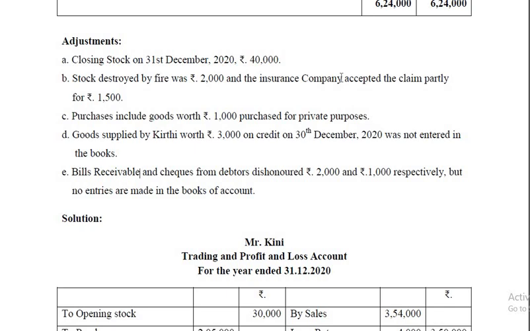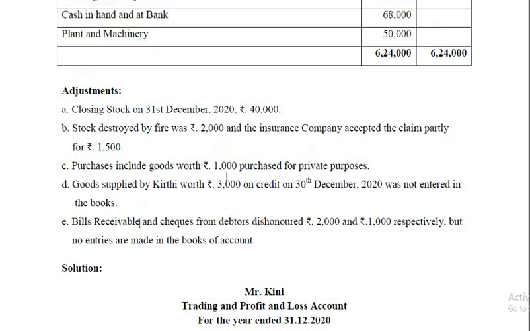But if it is dishonored, a reverse entry needs to be passed. That means debtors account debit, bank account credit. So from the bank you have to deduct 1000 rupees. Earlier we treated it as if you had received the check and credited it to your account. So that should be reversed. Bank account should be credited and debtors account should be debited. So debtors account should be increased by 1000 and 1000 should be deducted from the bank balance. So these are the treatments given to the adjustments.